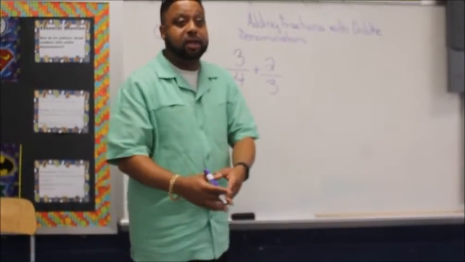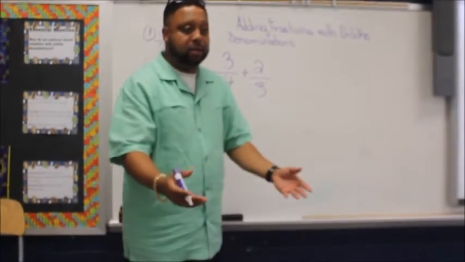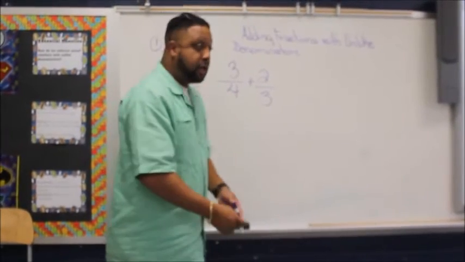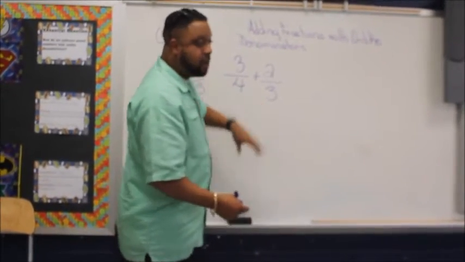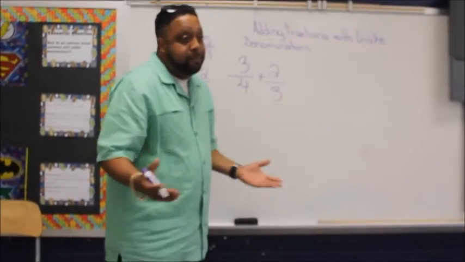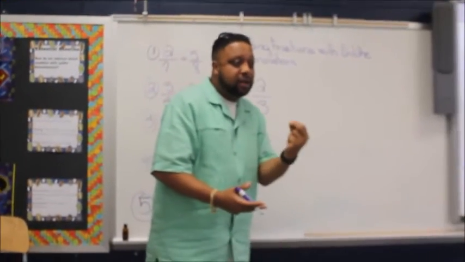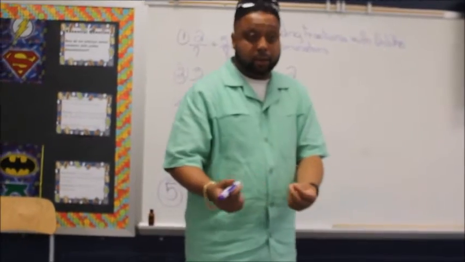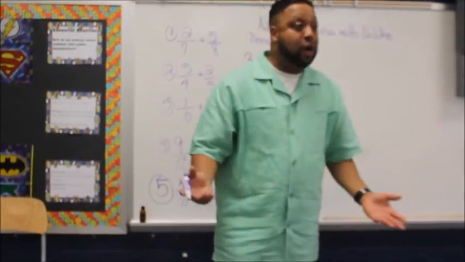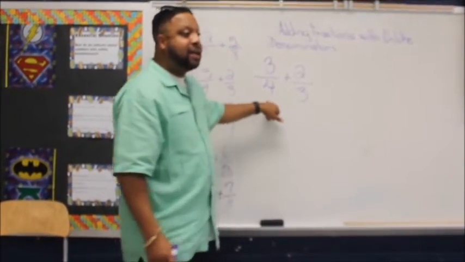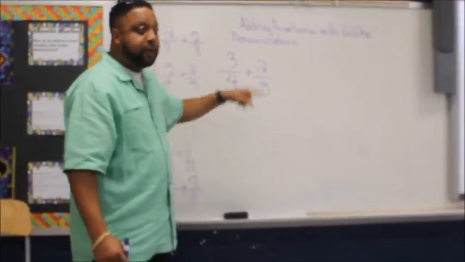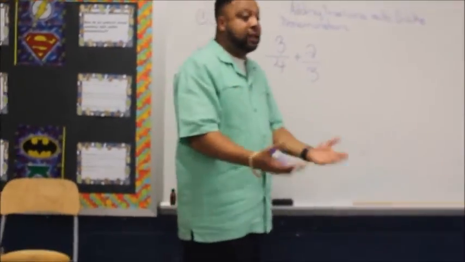Now, boys and girls, when we add fractions, the denominators must be the same, or like. Do we have like denominators or unlike denominators? Unlike denominators. So we need to find a way to make the denominators the same. How can we do that? What can we list? The multiples of 4 and 3. So let's go ahead and list the multiples of 4 and 3. And what kind of multiples are we looking for?